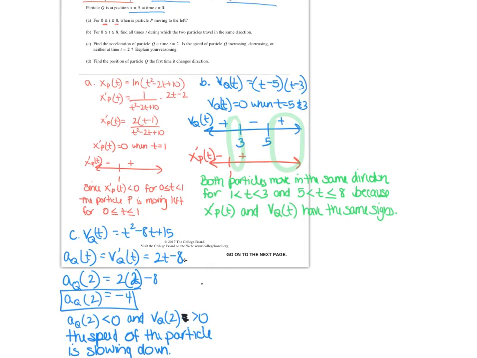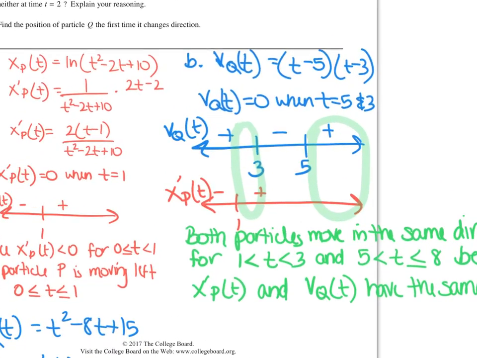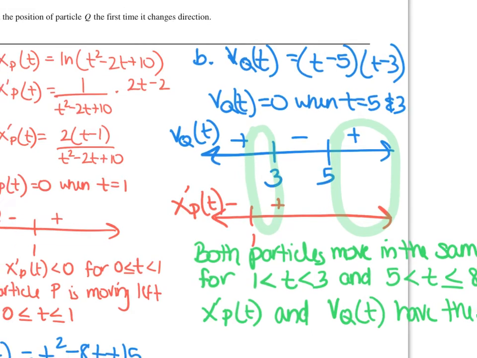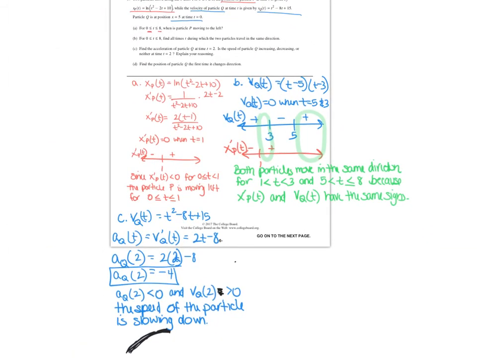Okay, and in part D, we're still working with particle Q only. So it says find the position of particle Q the first time it changes direction. So we know if we're looking at our velocity of Q, it starts off traveling right until 3 seconds, and then it travels left, and then when it hits 5 seconds, it travels right. So we want to know the position at the first time it changes direction. So what does that mean? We want to find the position of Q at time equals 3. So we need to find our position function, okay?